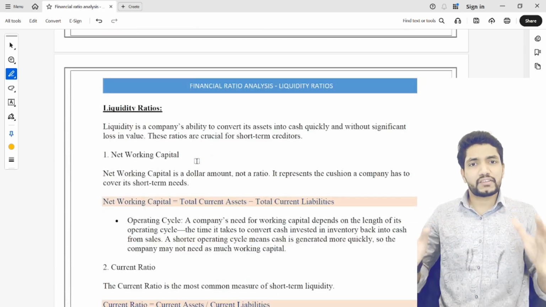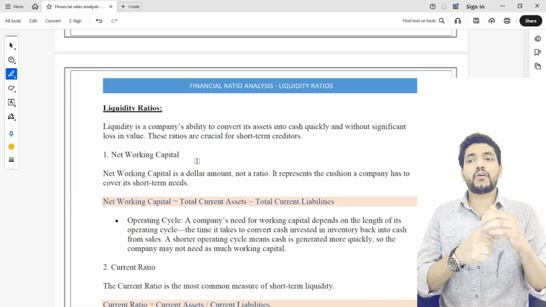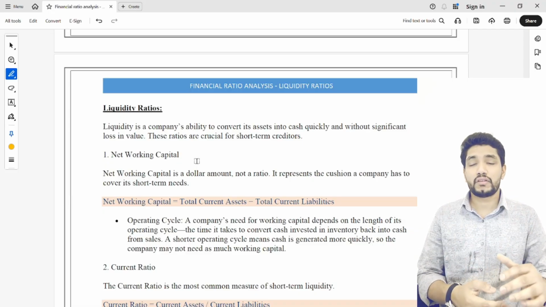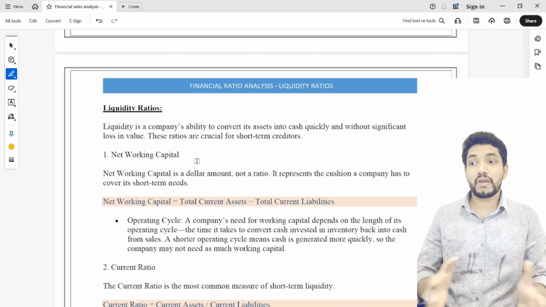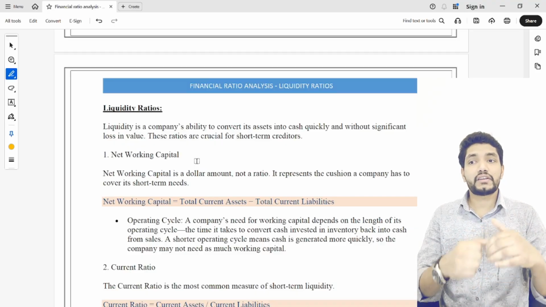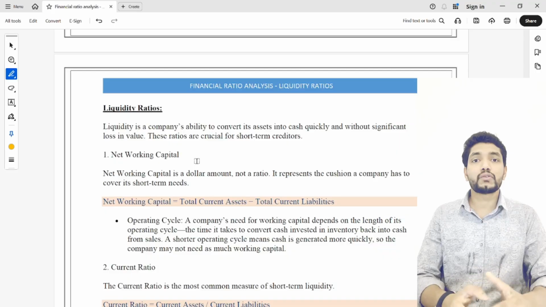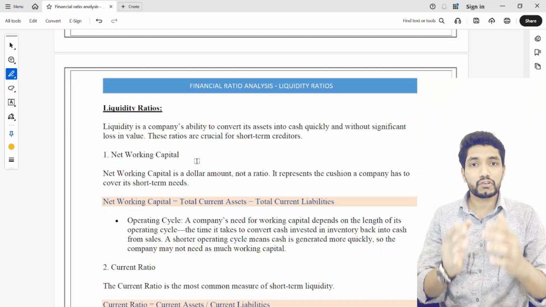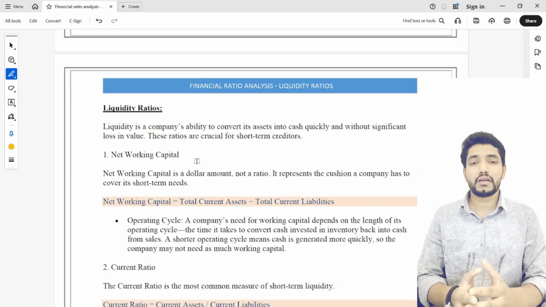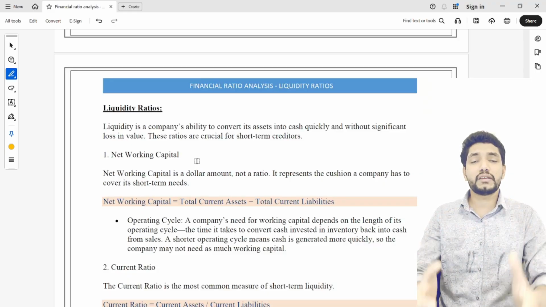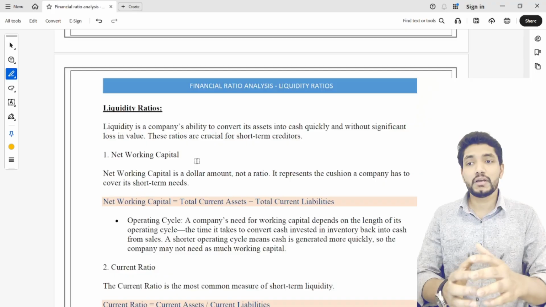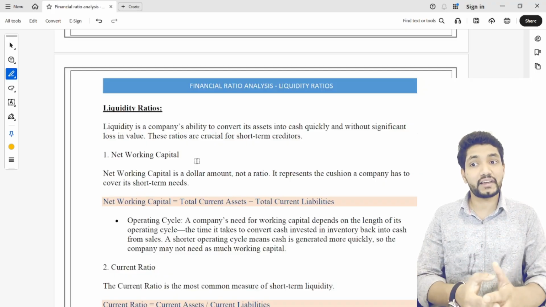In today's discussion, we are completely focusing on liquidity ratios. So what are liquidity ratios? We already discussed. Liquidity ratios are the ratios used to measure the liquidity or short-term solvency of the company, that means its ability to meet its short-term obligations by using its short-term assets like current assets.